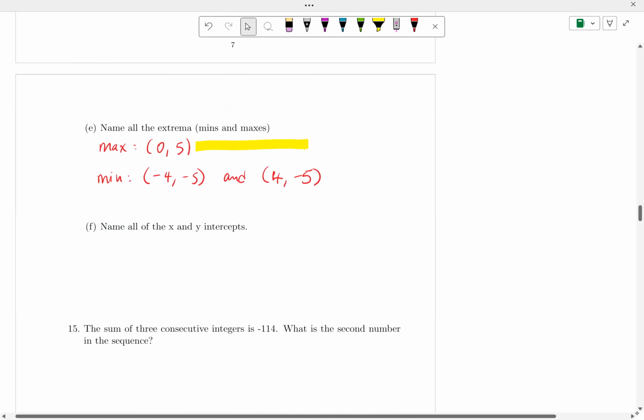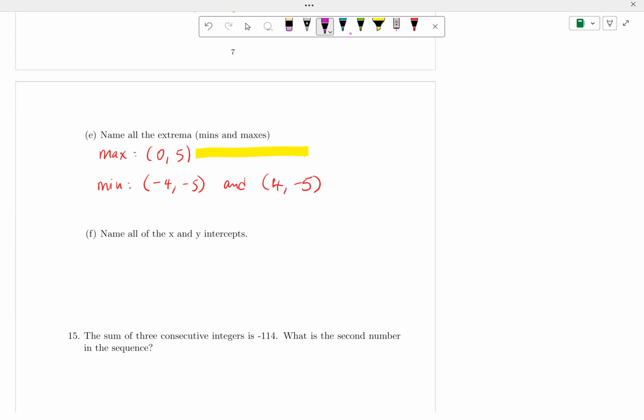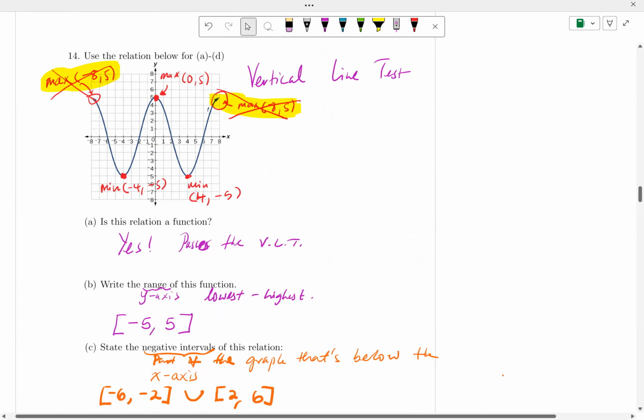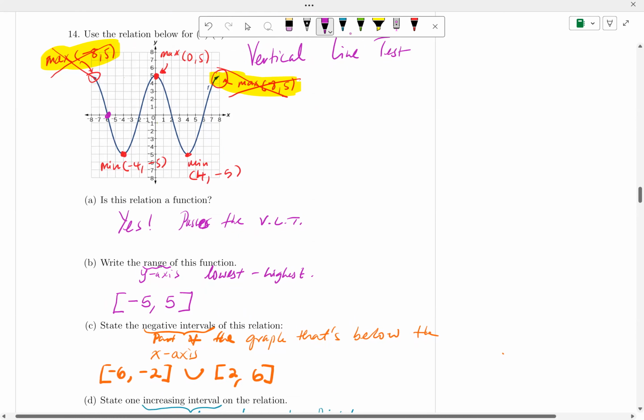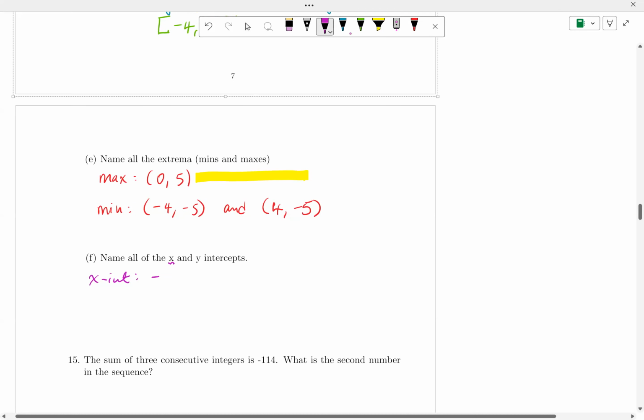Okay. The next question is asking you to name all the x and y intercepts. This is pretty self-explanatory because you look at the graph: x-intercept means where the graph is crossing the x-axis. It could be more than one place. Y-intercept means where the graph is crossing the y-axis. So let's go back to that graph and look at the x-intercepts. Where is the graph crossing the x-axis? Right there, right there, right there, and right there. So we have 4 x-intercepts: -6, -2, 2, and 6.